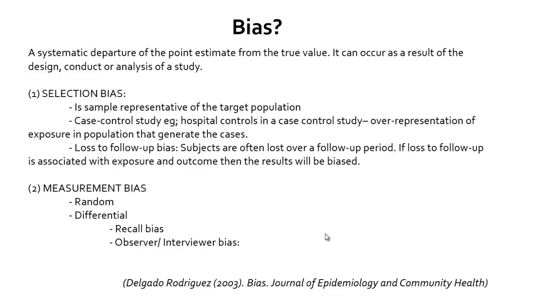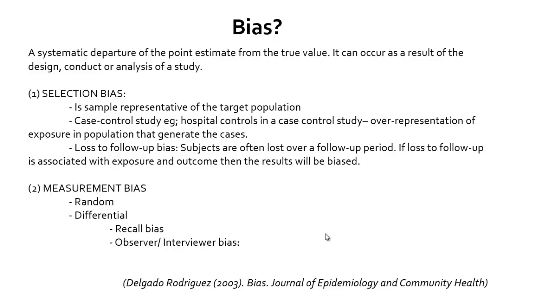Now, more than 50 different types of selection bias have been defined in various papers, but some of the bigger ones we discussed here are, for example, in a cross-sectional study, is the sample representative of the target population if we're interested in estimating the prevalence of something? In a case control study, if we're using hospital controls, have we over-represented the exposure in the actual population that generated the cases? It's really the exposure in that group that we're trying to estimate. And loss to follow-up bias, that's another type of selection bias.